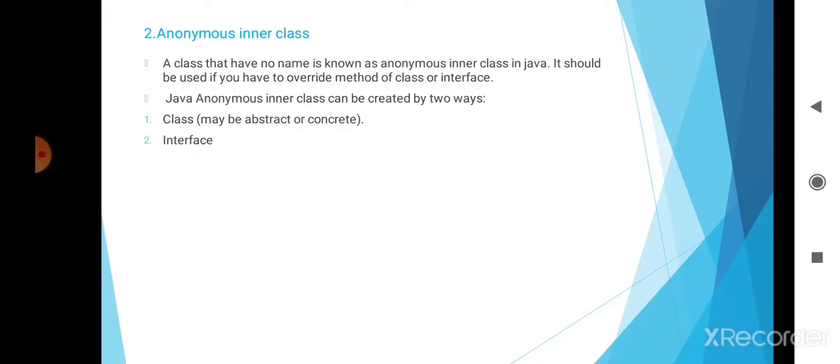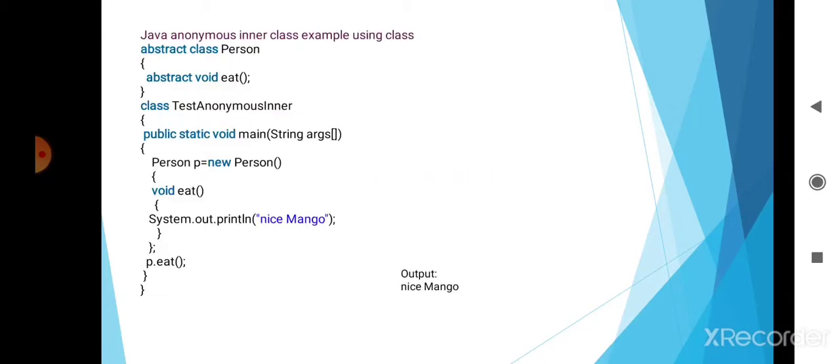Then the anonymous inner class. A class that has no name is known as an anonymous inner class in Java. It should be used if you have to override a method of a class or interface. A Java anonymous inner class can be created in two ways: a class, which may be abstract or concrete, and an interface. Then we will see the anonymous inner class example.